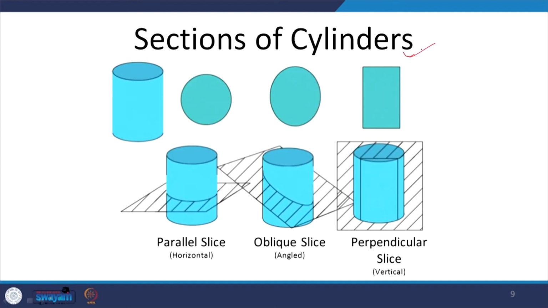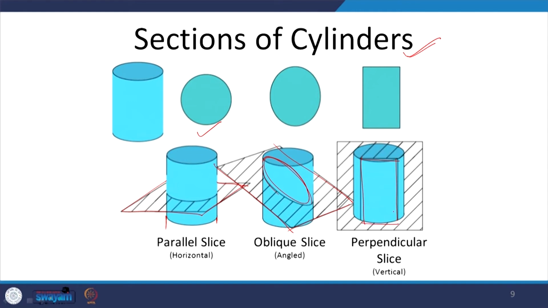Now, the next solid is cylinders, and section of cylinders is fairly easy, very easy rather. If we have the section plane parallel to the base of the cylinder, we get a circle of the same size as that of the cylinder. In case it is inclined to one of the planes, we will get an ellipse. This is what we always get. And if it is perpendicular, which is what we have seen, we will always get a rectangle.